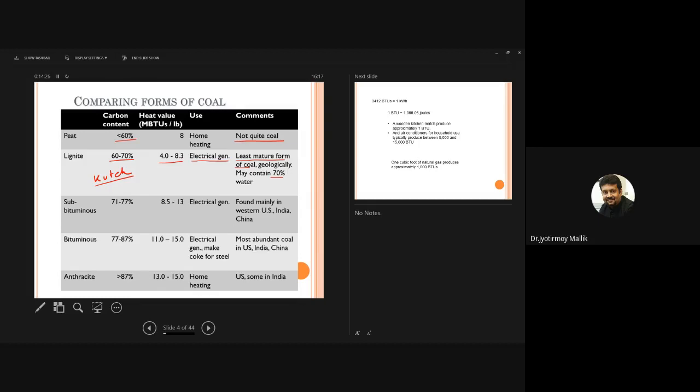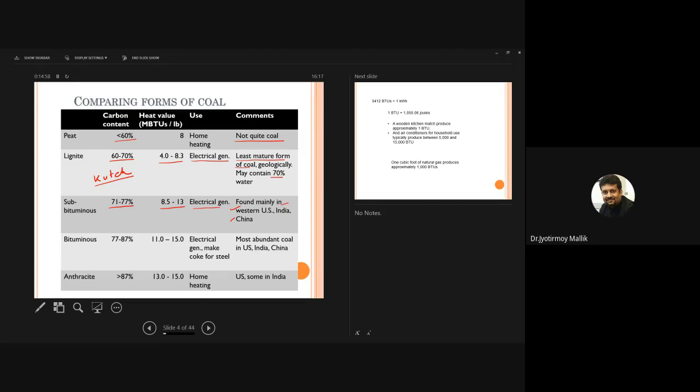So then comes subbituminous, which contains around 71 to 77% of carbon. Heat value around 8.5 to 13 mBtu per pound. Okay, it is also used for electricity generation, and you find them mostly in Western US, India, and China. So India has a very, very large deposit of subbituminous and bituminous coal.